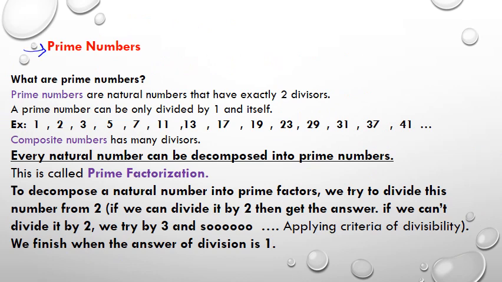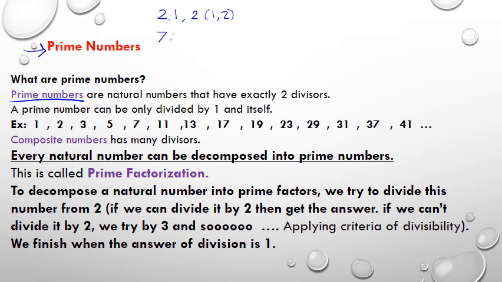In our lesson, which is prime numbers, we have seen the definition of prime numbers. So what are prime numbers? Prime numbers are all natural numbers that have exactly two divisors. Any prime number can only be divided by 1 and itself. If we take as an example the number 2, what are the divisors of 2? 2 divided by 1 gives 2, and if we divide 2 by 2, it will give us 1. So the divisors of 2 are 1 and 2, so 2 is a prime number.